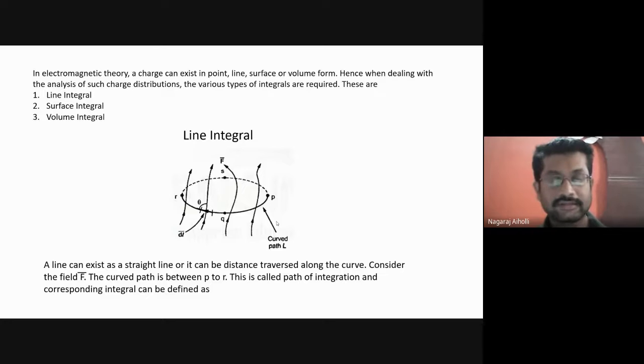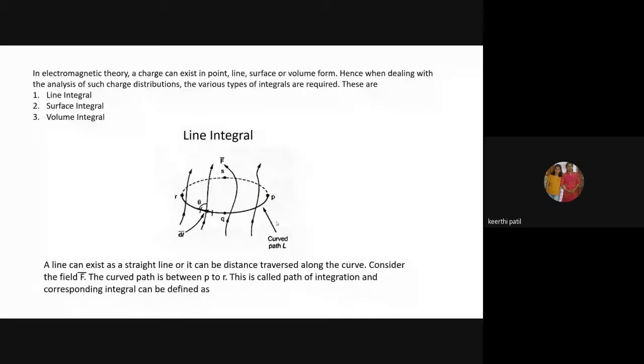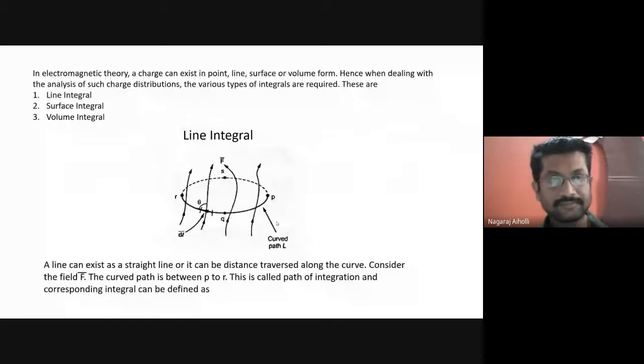Yes, students, these three are clear to you all. Any difficulty up till here? No, sir. Okay, we'll move on to the next concept.